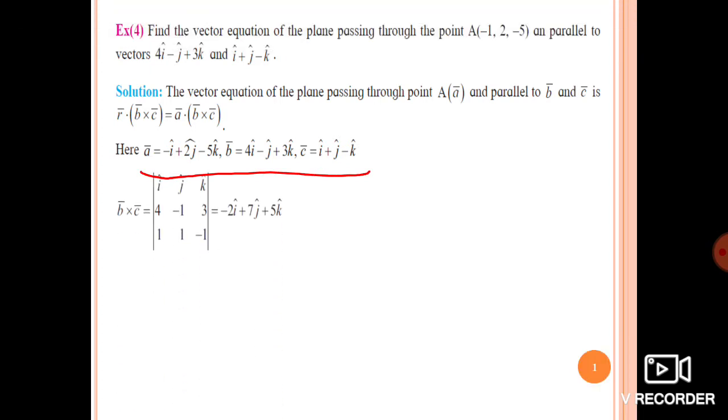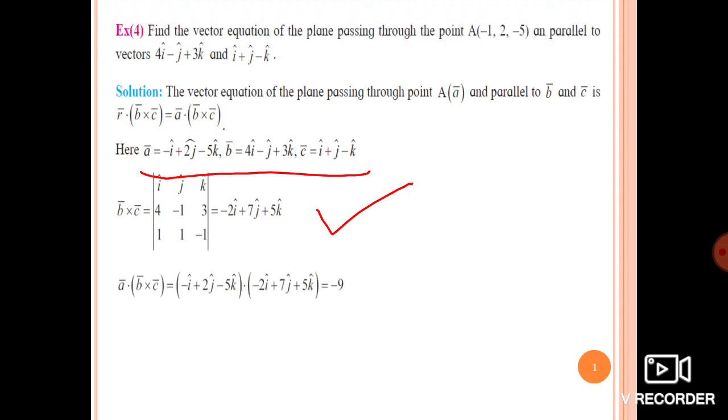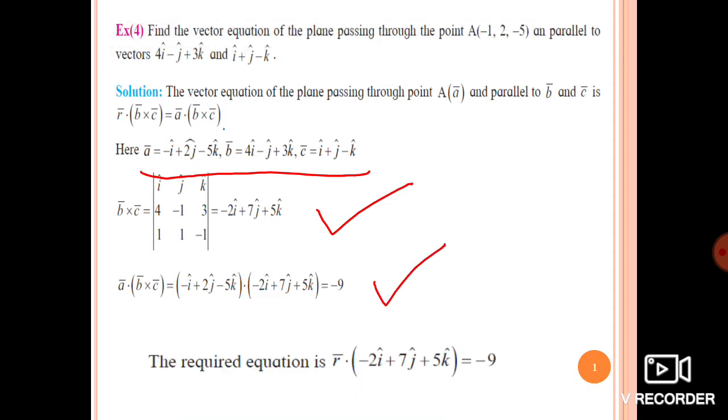Now finding the product b bar cross c bar, we will write in matrix form i, j, k, vector b and vector c. Then solving the determinant, we will get -2i + 7j + 5k. Now a bar dot b bar cross c bar: doing the dot product, we get -9. Therefore, the required equation is r bar dot (-2i + 7j + 5k) equal to -9.